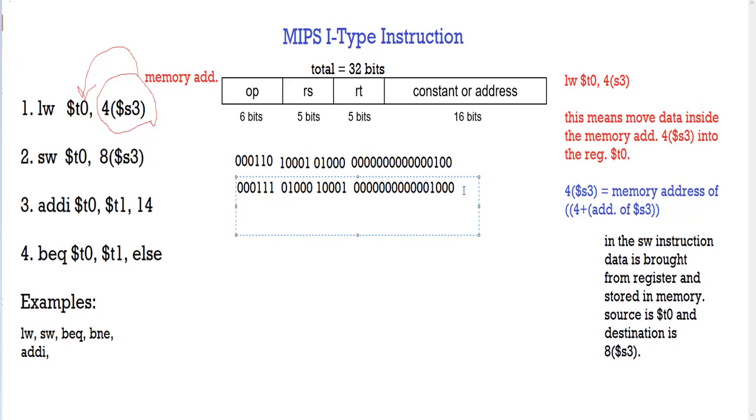Next, we have a much simpler instruction, add I. So add is an R-type instruction, but whenever you're going to introduce an immediate value, which is the 14, any value that is not inside a register is called an immediate value. And when you're adding or doing any operation between a register and an immediate value, usually there's going to be this I, small I here. So what this means is add immediate. Here your destination is going to be T0. Your first source is going to be T1, and your constant is going to be 14.